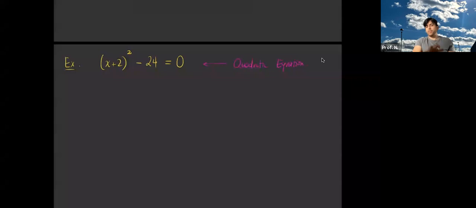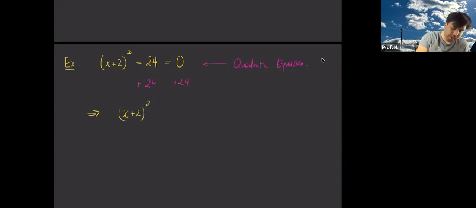So in this scenario, we're actually gonna try our best to get rid of that square term. So when we only have a square term, we apply square roots. So now when we add the 24 on both sides, look what we get. We get x plus 2 squared equals positive 24. Now look what we have when we only have a square term.